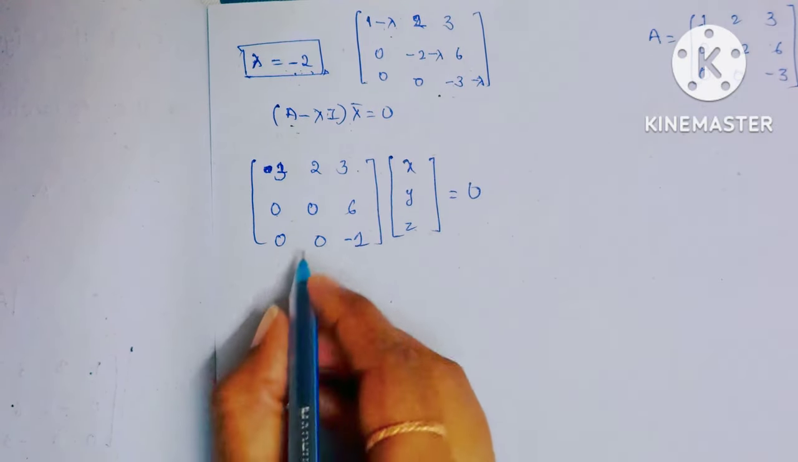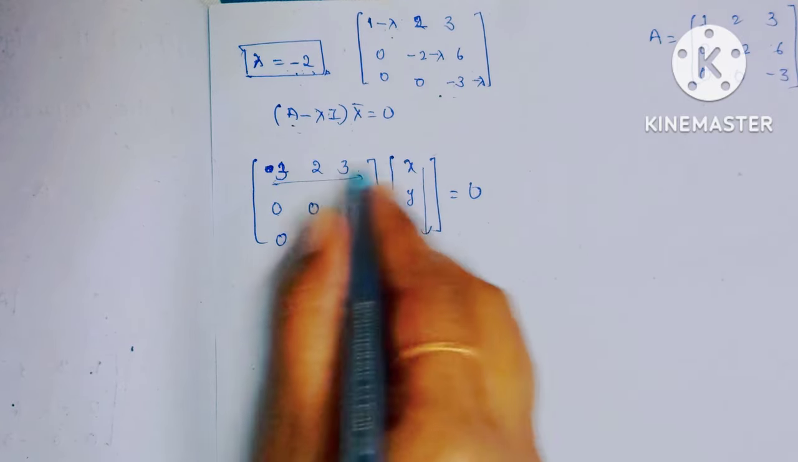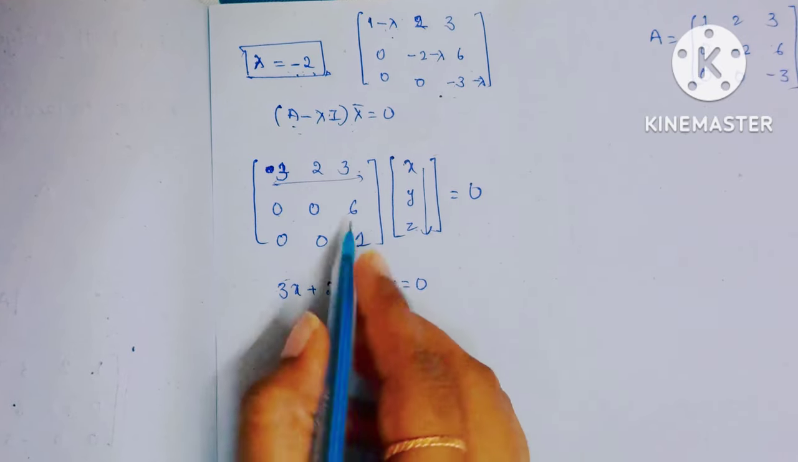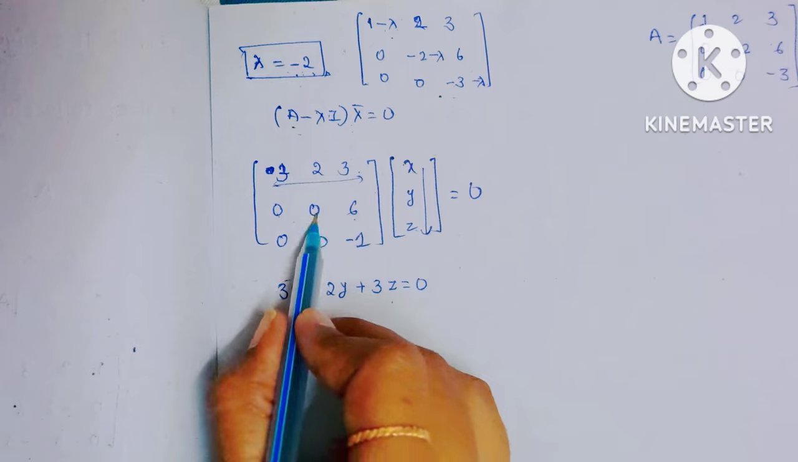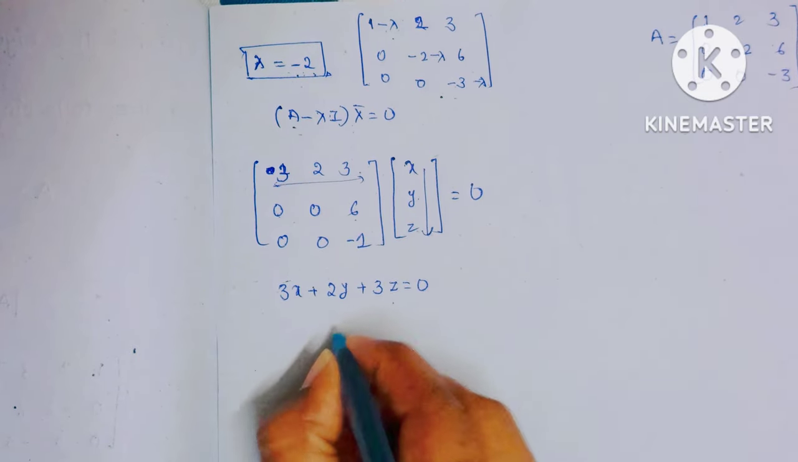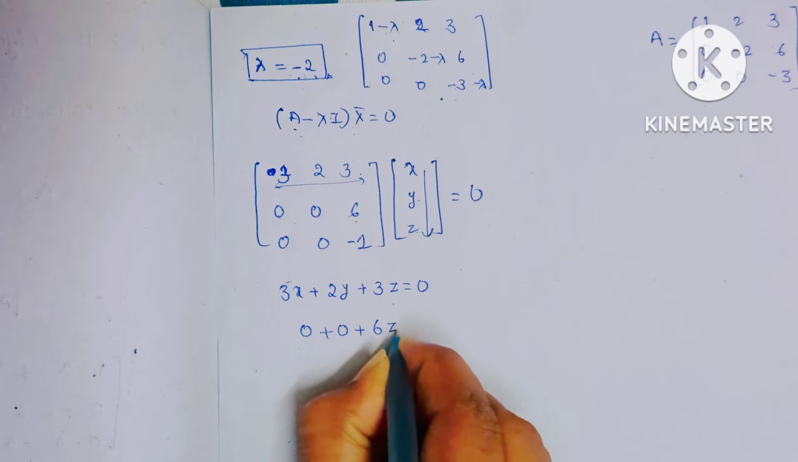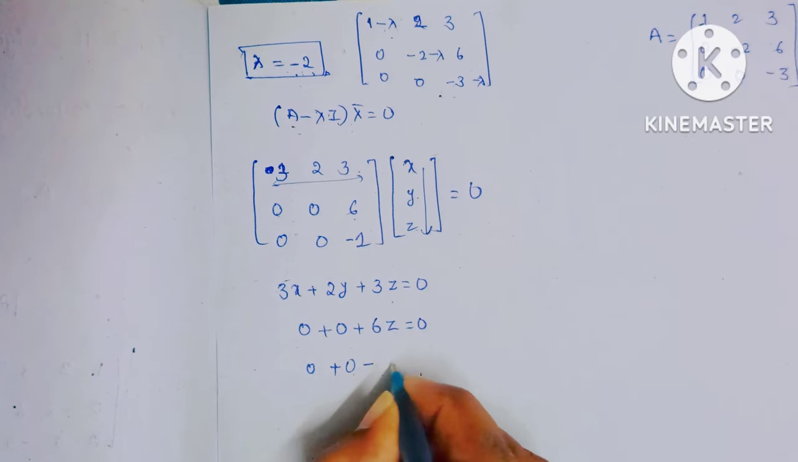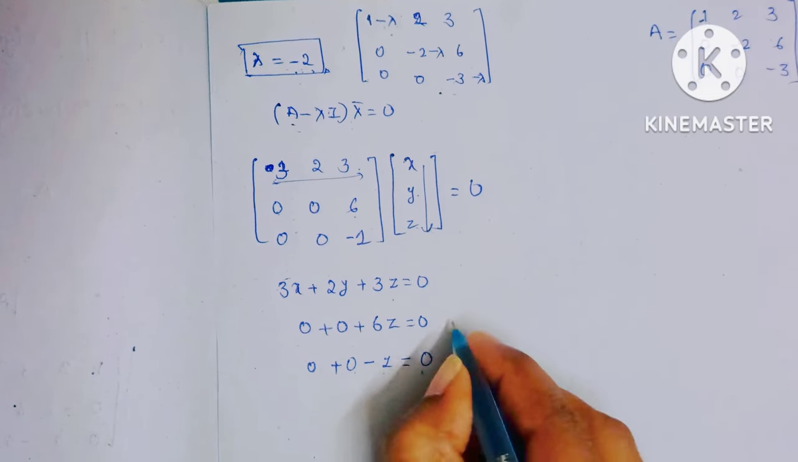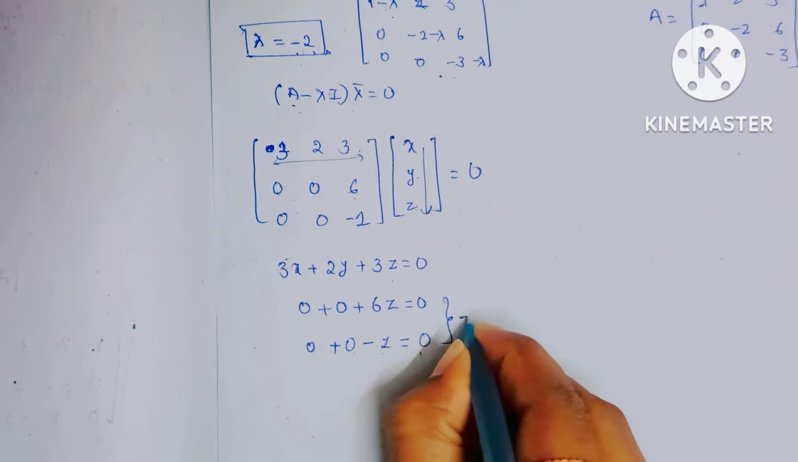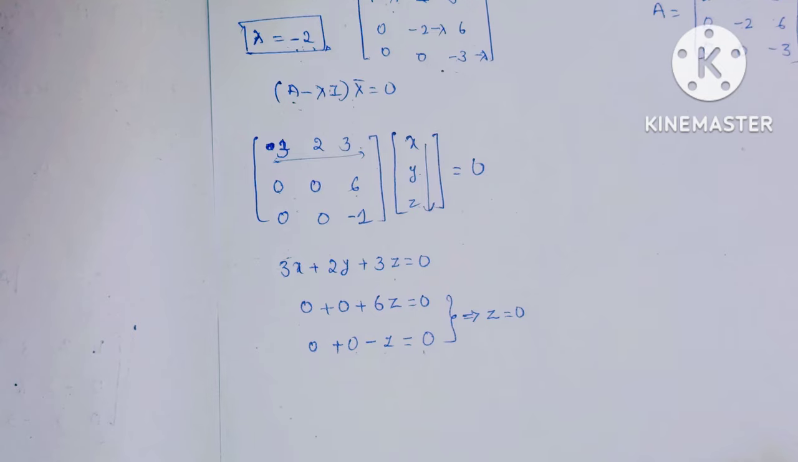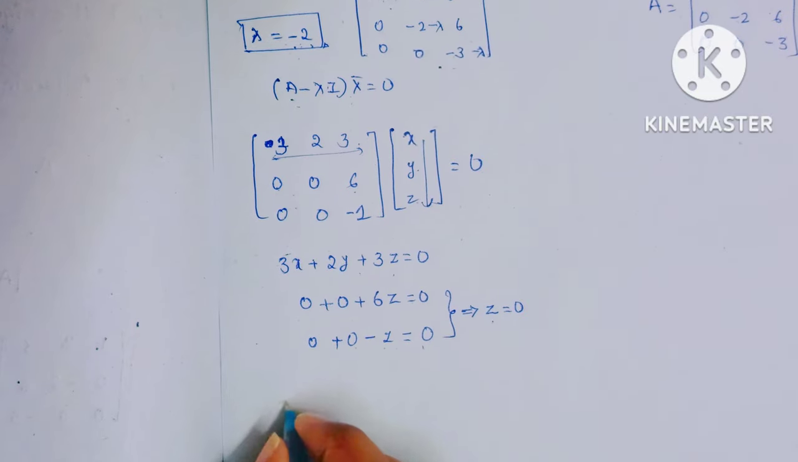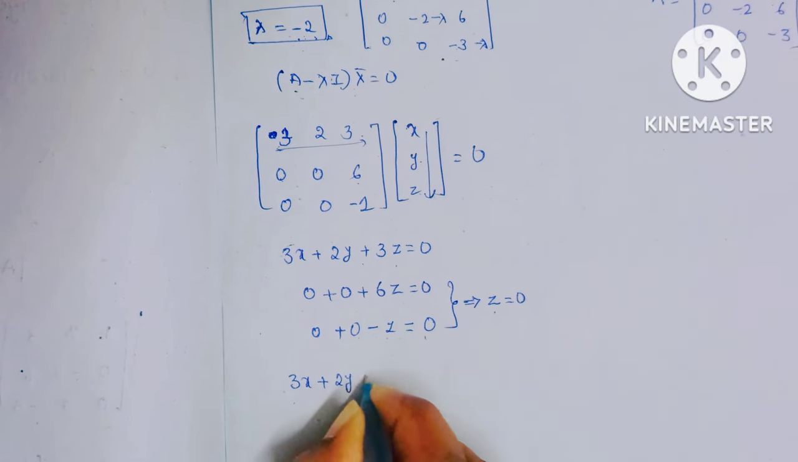From here we can write 3x plus 2y plus 3z equals 0. From the next equation, 0x plus 0y plus 6z, so 6z equals 0. Here also 0x plus 0y minus z equals 0. From these two equations we can conclude that z is equal to 0. After substituting z equal to 0 in the first equation, we get 3x plus 2y equal to 0.